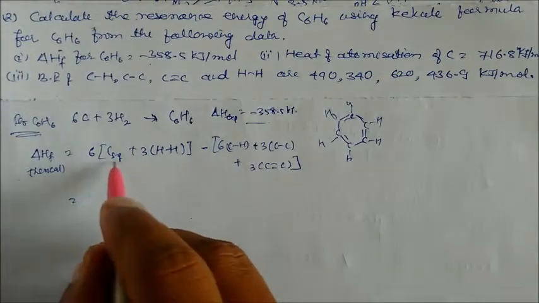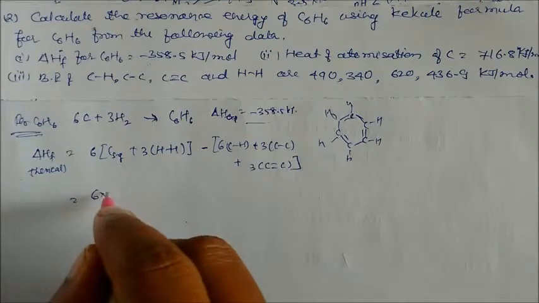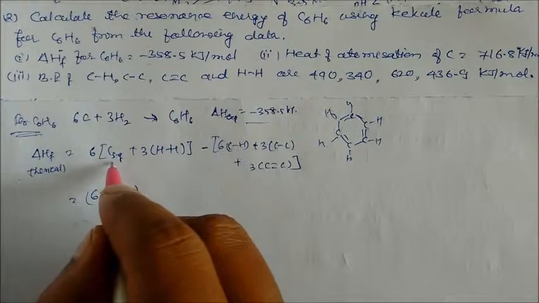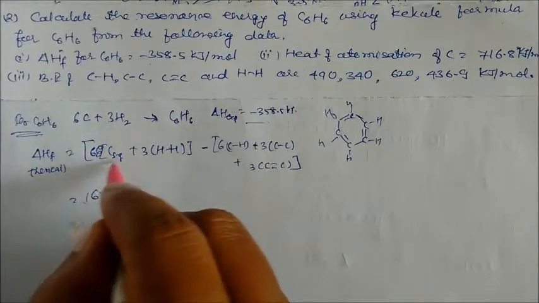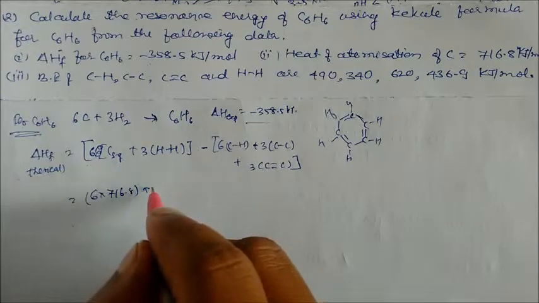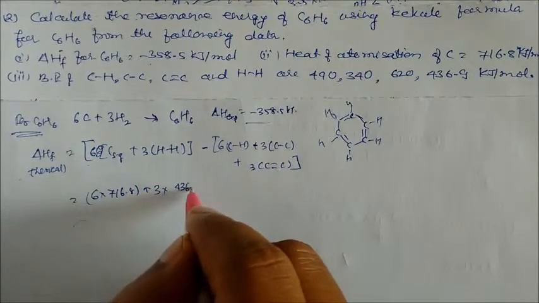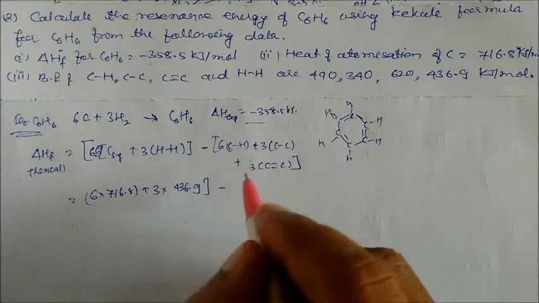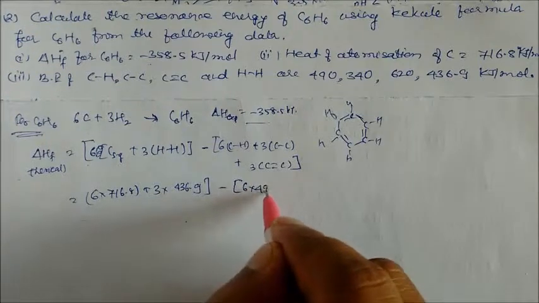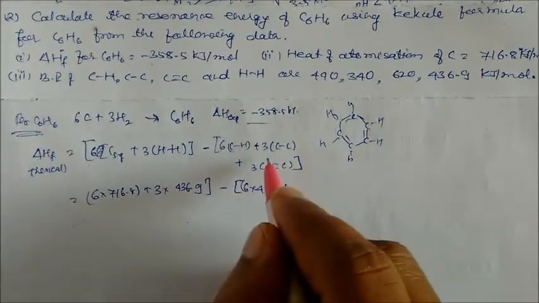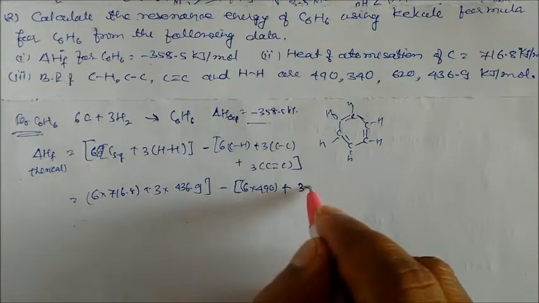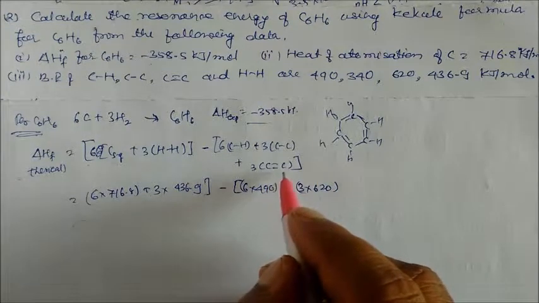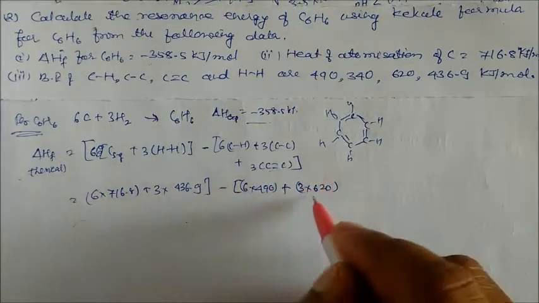So here if you put it, 6 into 716.8, for the 6 carbon given here, and for 3 hydrogen, 3 into 436.9. Now again for 6 hydrogen, they have given 6 into 490. Plus 3 carbon, so 3 into 620, and again 3 carbon double bond carbon.